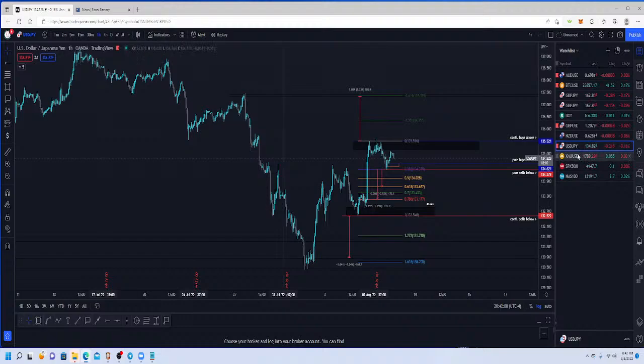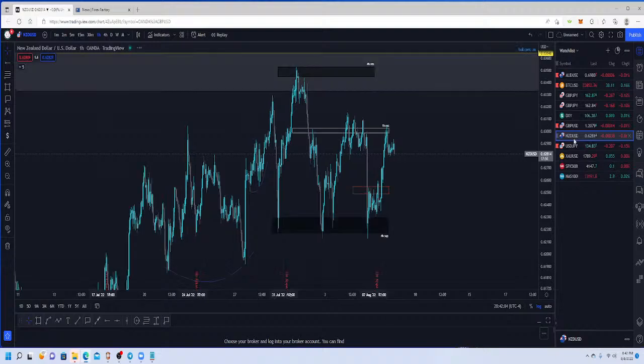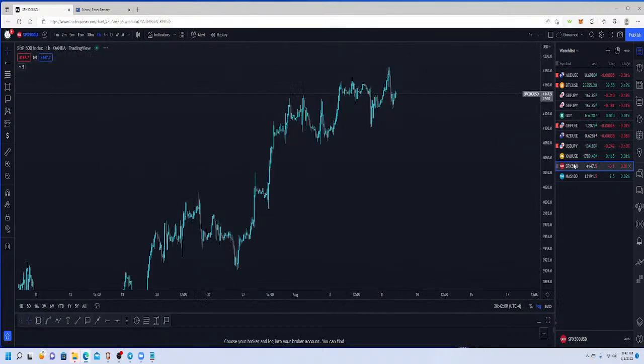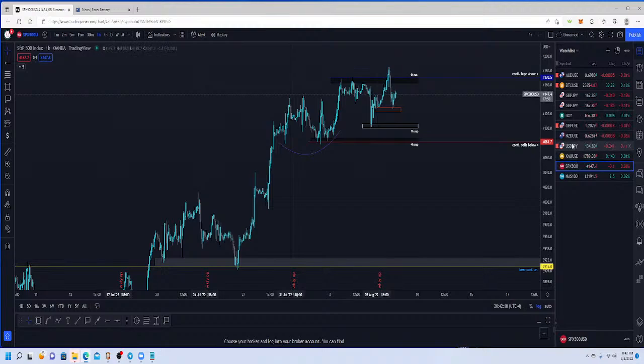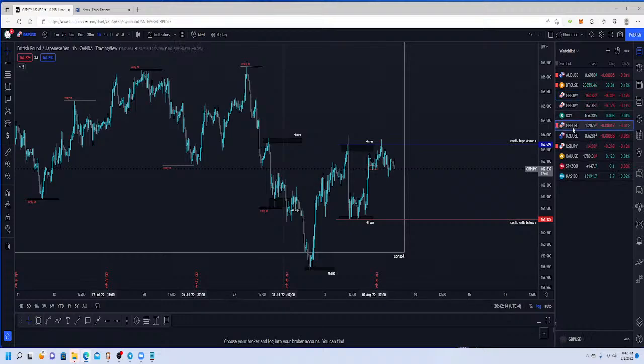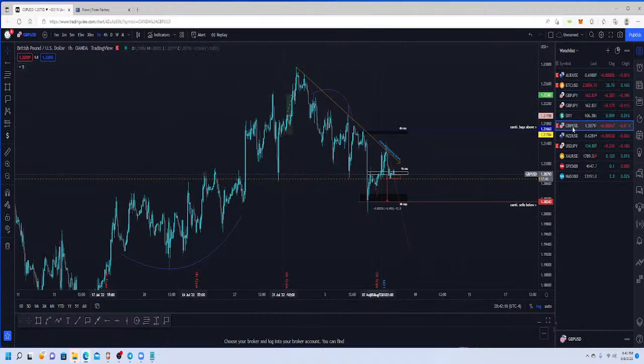UJ pushing bullish, we knew that. So some slight USD strength. Gold pushing bullish. It's really mixed right now. USD pushing bullish, GJ consolidating, GU pushing bearish, so GBP weakness. Somewhat of a USD strength. I don't know. It's really mixed right now.